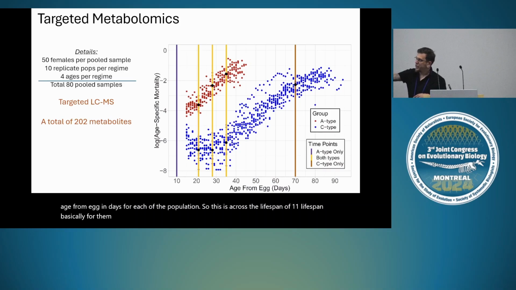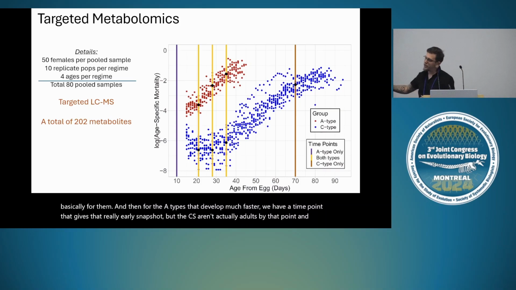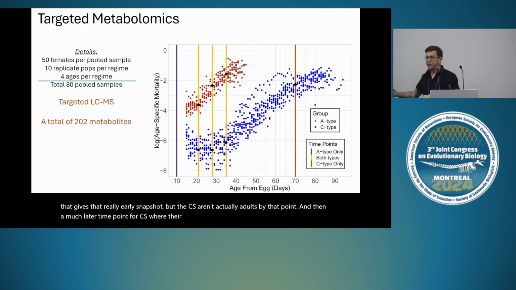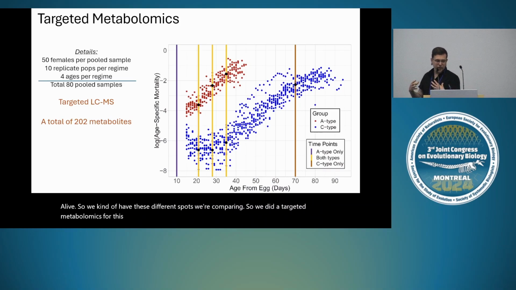And then for the A types that develop much faster, we have a time point that gives that really early snapshot, but the Cs aren't actually adults by that point, and then the much later time point for Cs where the As are no longer alive. So we have these different spots we're comparing. We did targeted metabolomics for this, and in the end, we ended up with 202 metabolites that were included in the study.